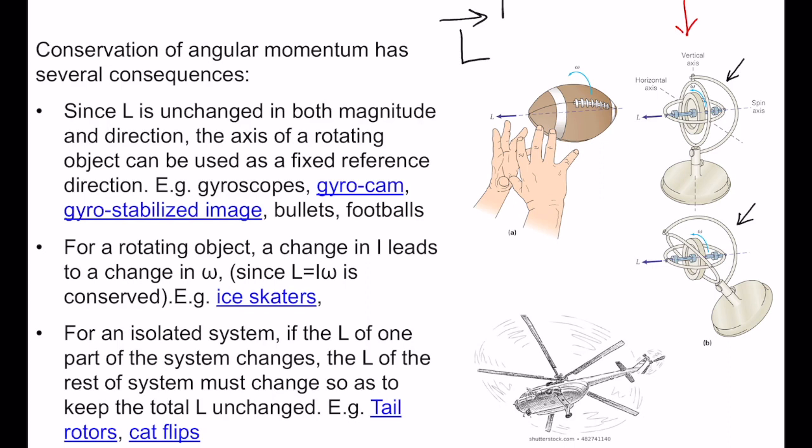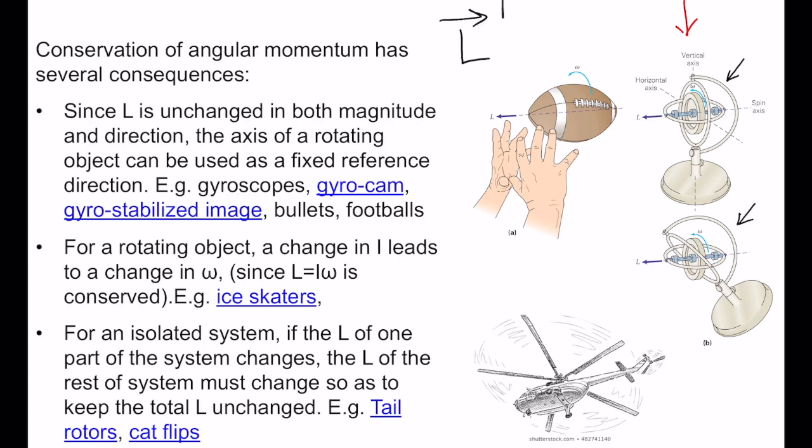One very important use for this is that it can be used in navigation. You point it in a certain direction and set it rotating, and then it will always point in that direction, even though the rest of the apparatus can change its orientation. So this is very, very useful in ships and planes.